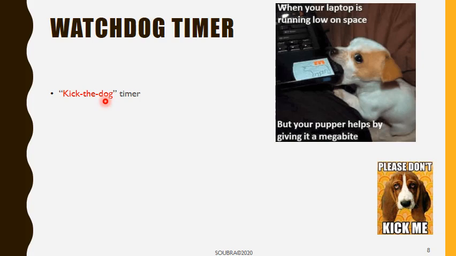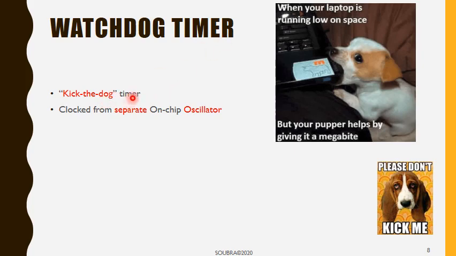You can hence imagine that if the software runs wild or freezes for some reason, the kicking of the dog would not happen. Hence, the dog will bark and reset the whole system. Right? So as long as your software is working correctly, you're going to keep on kicking the dog. And once your software is not working anymore, the dog will notice that the software is not kicking it anymore. Hence, it's going to bark and reset the whole system. Perfect.